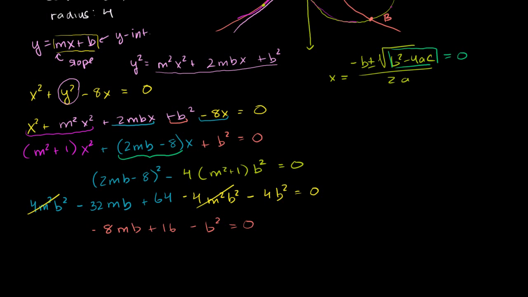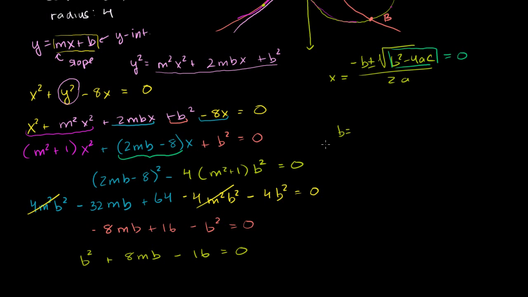So let me just write this in a form that we would recognize. This is the same thing. Let me just multiply this equation right here, both sides by negative 1. So then it would become b squared plus 8mb minus 16 is equal to 0. I just multiplied this by negative 1 and rearranged the terms. Now let's solve for b in terms of m.